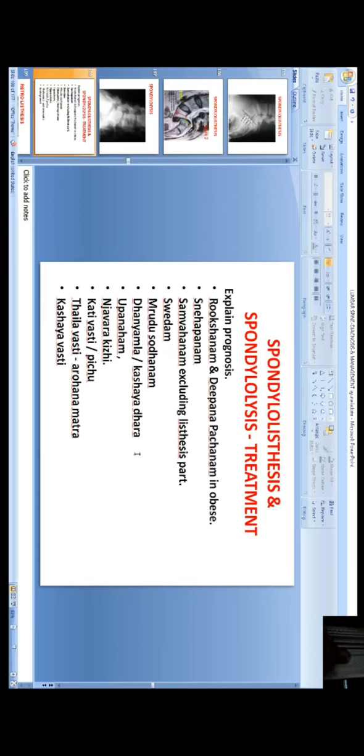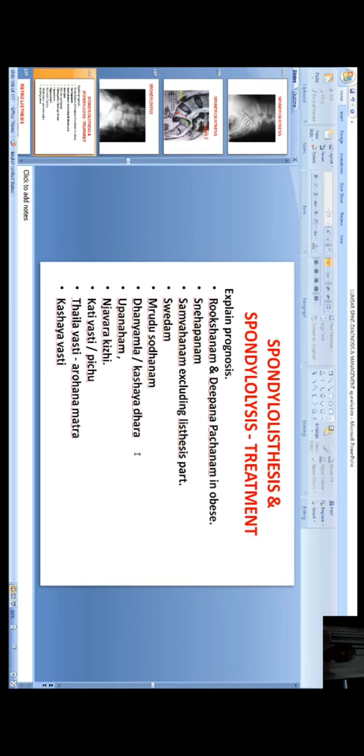Usually we are not doing Pottali Svedas for listhesis. If the listhesis is active, Svedam can be done. Nadi Svedam or other Svedas can be done. Mridu Shodhanam. Dhanyamla Dhara or Kashaya Dhara. Upanaha Sweda is very excellent because it can improve the paraspinal muscle strength. That is very important. We cannot exactly place the vertebra in the correct position. The major thing is the improvement in the paraspinal muscle strength, which can give symptomatic relief to the patient.